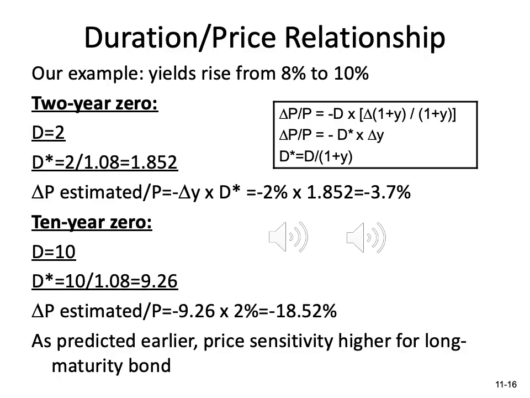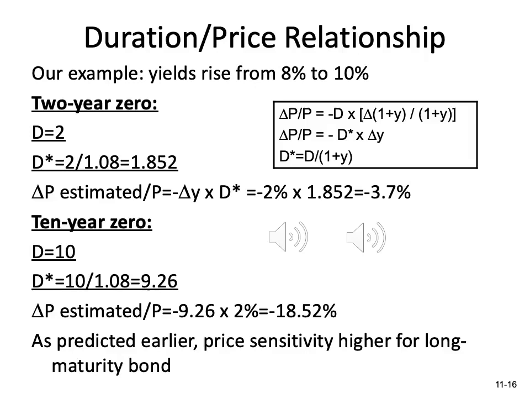Then we can calculate the estimated percentage change in the price, which is minus change in the yield times modified duration, which is minus 2% because the yield increased from 8 to 10%. So it's going to be 2% change times modified duration 1.852. So the total percentage change in the price is negative 3.7%.